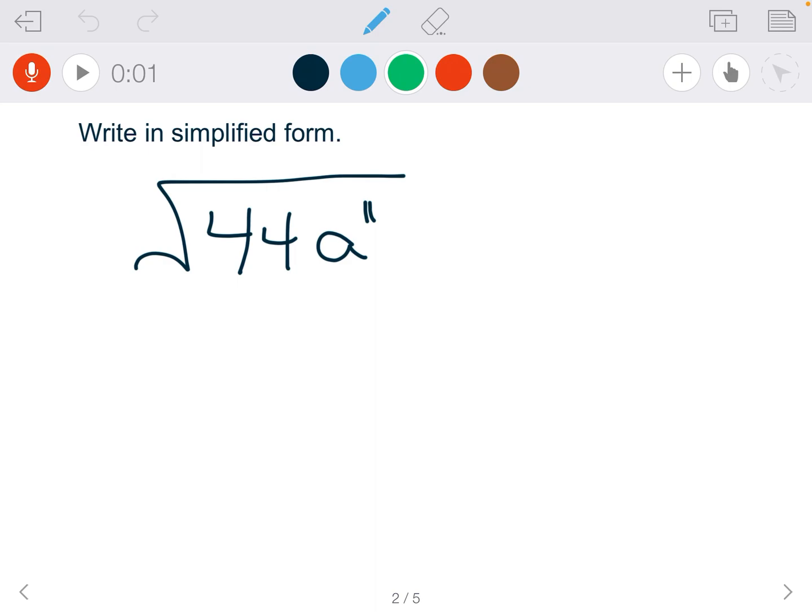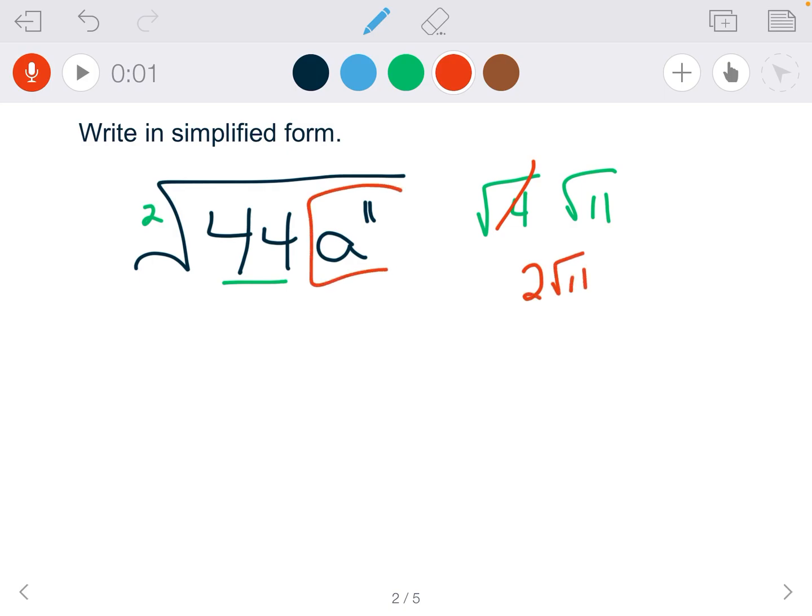If I'm writing this, and this is the 44a to the 11th power, I want you to remember that there is a 2 here if we don't see it on the square root. I'll get back to that in a minute, but let's look at the 44 first. I can take 4, which is a perfect square, times 11. The square root of 4 is 2, and I've got radical 11.